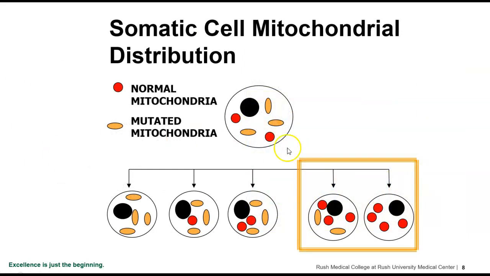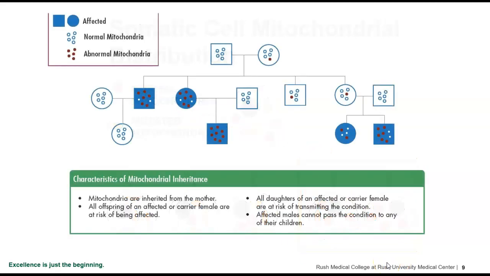So here, normal mitochondria, mutated mitochondria, and here is the nucleus, and this child could get all abnormal mitochondria and be affected, mostly abnormal. They may be affected with some mild symptoms, but if they get mostly normal mitochondria or all normal mitochondria, they're not going to have symptoms.